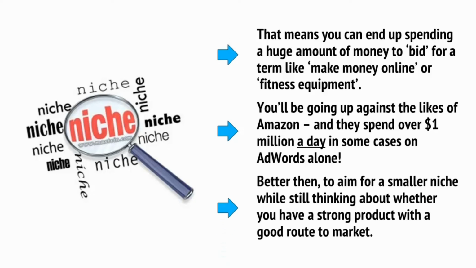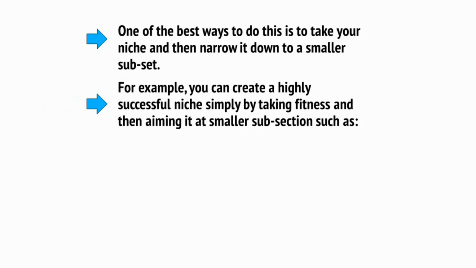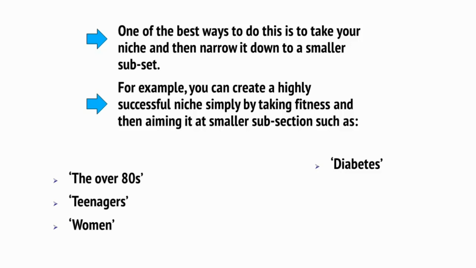Better then to aim for a smaller niche while still thinking about whether you have a strong product with a good route to market. One of the best ways to do this is to take your niche and then narrow it down further into a smaller subset. For example, you can create a highly successful niche by taking fitness and then aiming it at a smaller subsection, such as the over 80s, teenagers, women, or better yet, diabetes, martial arts, students, or karate.